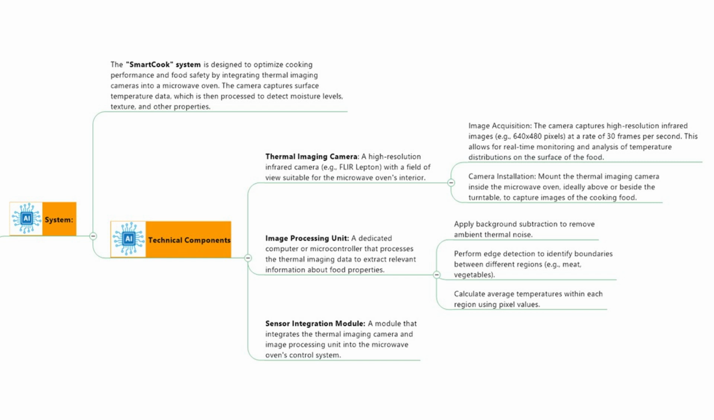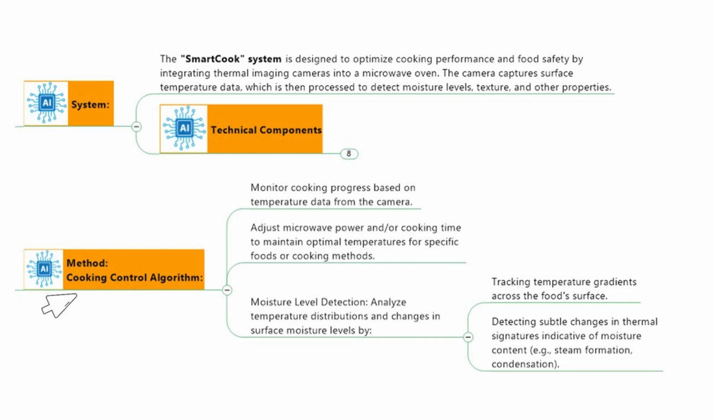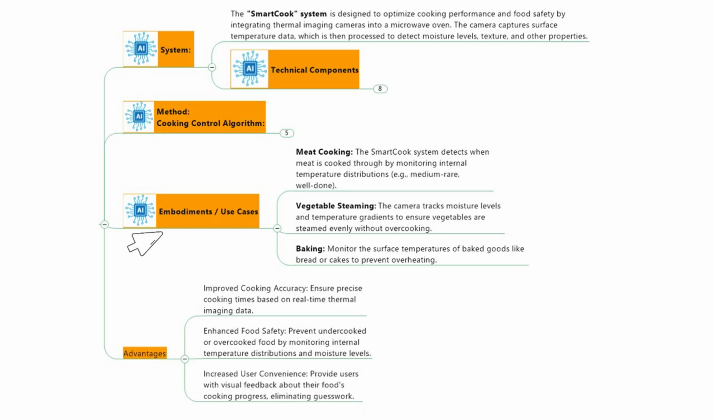We get a suggestion where to install and mount the camera, and the image processing should comprise steps such as background subtraction or edge detection. Also, a corresponding method is suggested comprising steps which are suggested to be performed for calculation of the cooking time. Finally, specific embodiments are proposed, which could be used in a later patent application, for instance.